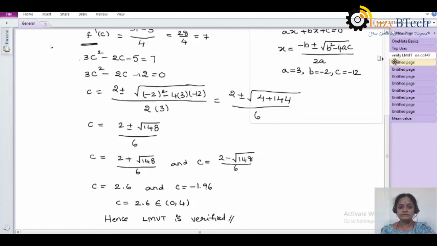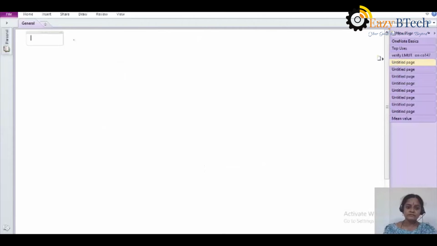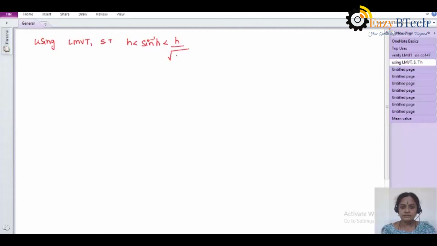Coming to one more problem. Using LMVT, show that h is less than sin inverse h, which is less than h by root of 1 minus h square, for 0 less than h less than 1.